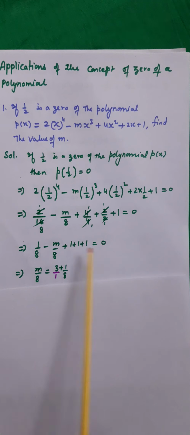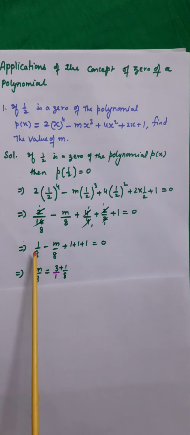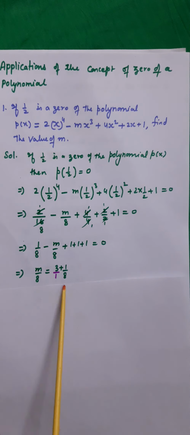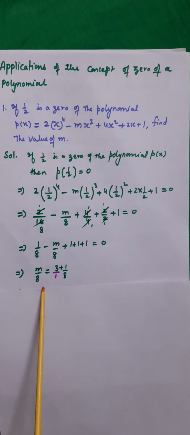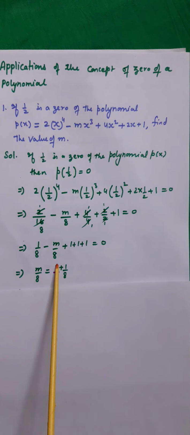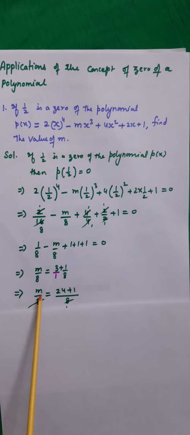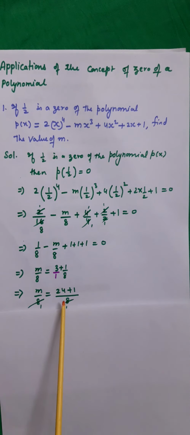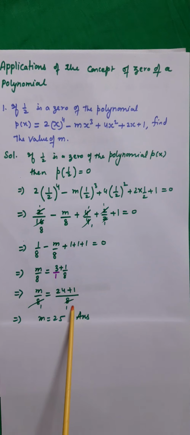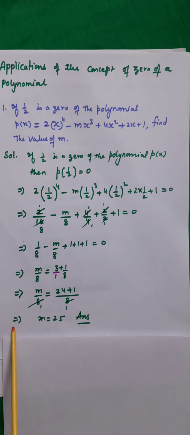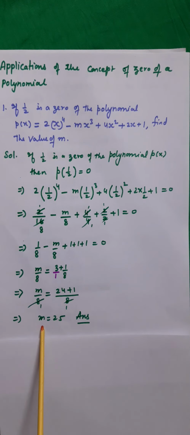I shifted there, and this becomes 3, and this is plus 1/8. So we have m/8 = 3/1 + 1/8. This implies m/8 = (24 + 1)/8. This implies m = 25, because the 8 and 8 get cancelled.